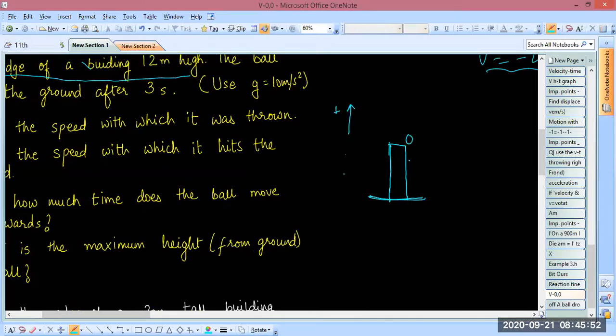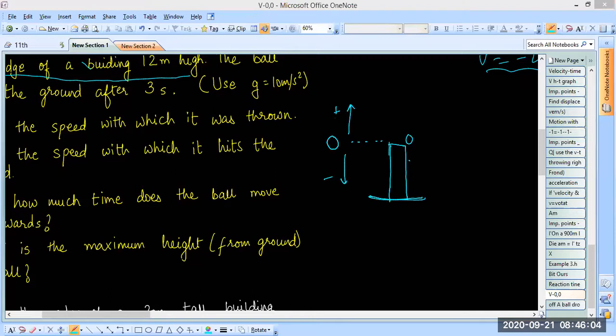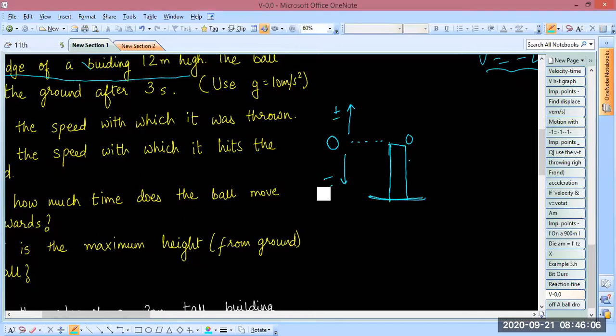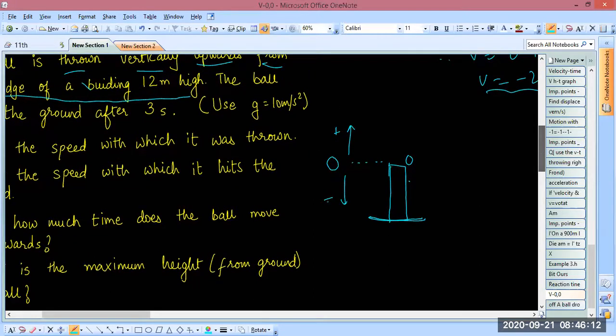So as usual, like I said, we should specify where we are taking origin, right? We should specify which direction is positive, we should specify which direction is negative. Do everything. Okay, draw the diagram properly. Rough diagram is okay, but you should have all these things.